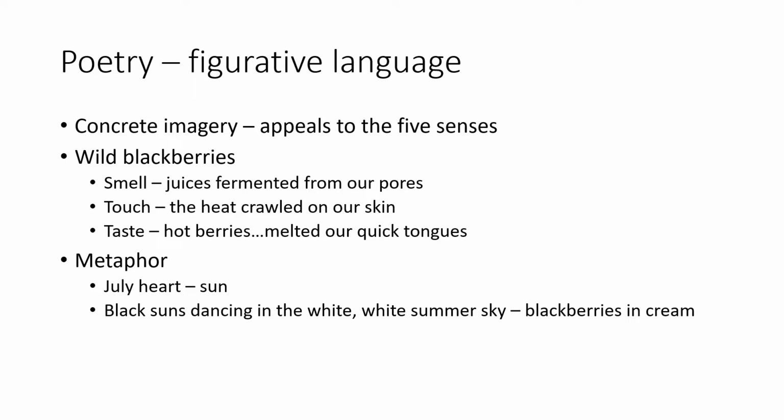And this poem also contains some metaphors. So they're comparing two things. They call the sun the July heart, okay? It's hot, it's up in the sky, it's July heart. And then at the end of the poem, they say black suns dancing in the white, white summer sky. And this is the image of blackberries in a bowl of cream.